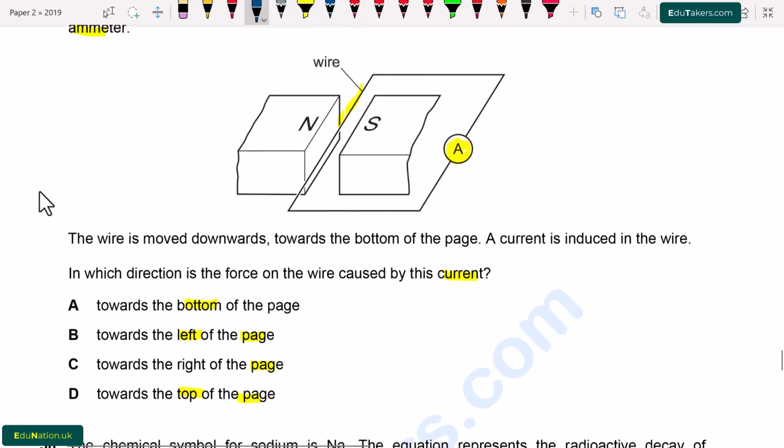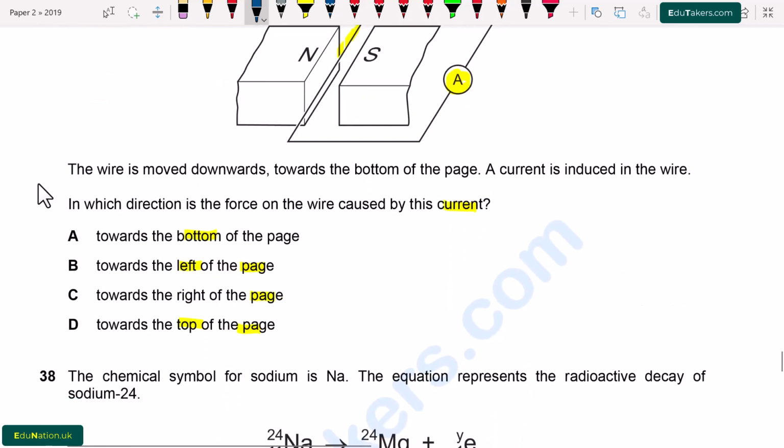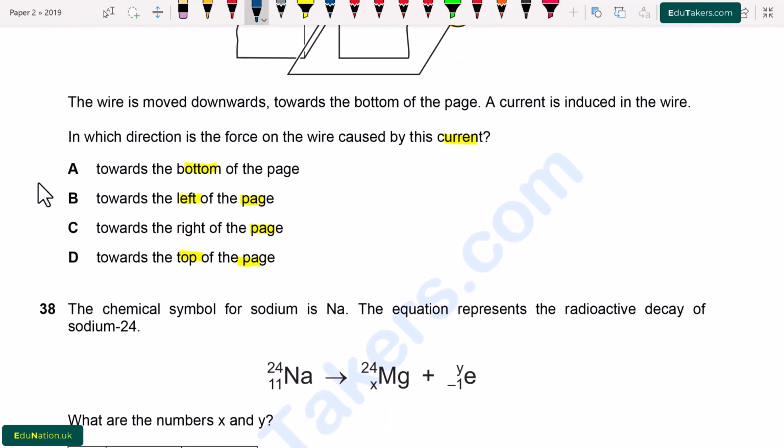First of all, according to Lenz's law, EMF is induced in the wire such that it opposes the force that produces it. The force moved the wire in the downward direction, so the induced EMF will be in the upward direction. Accordingly, the force on the wire caused by this current moves the wire towards the top of the page. So option D is correct. I circle option D.